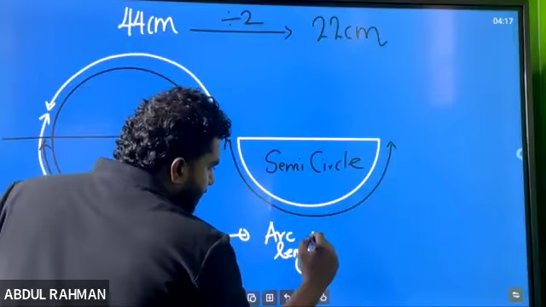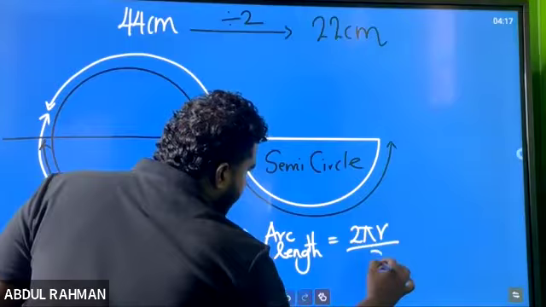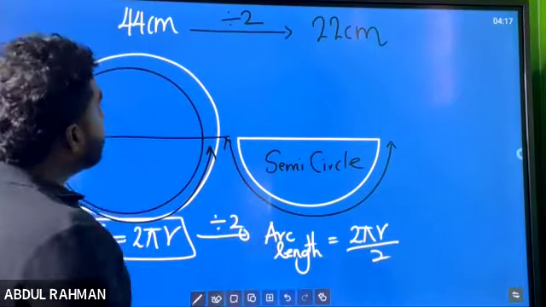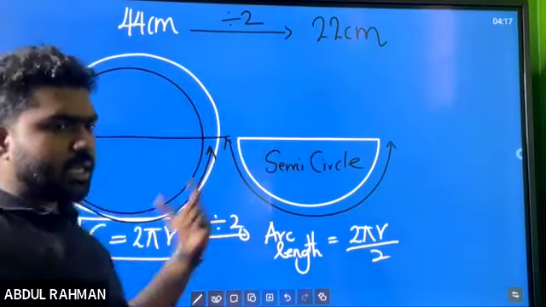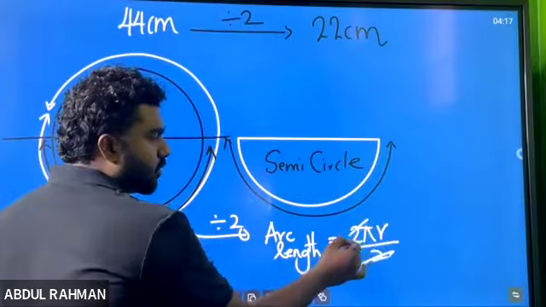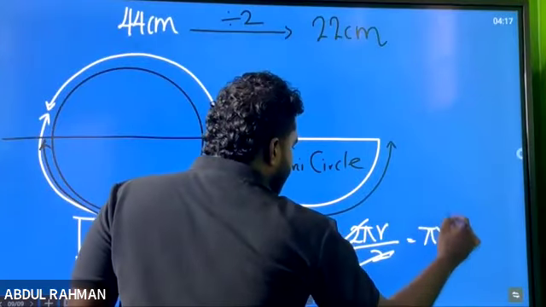Arc length of the semicircle will be 2 pi r divided by 2. Why divide by 2? Here I'm dividing the equation by 2. If I divide the equation by 2, the 2 and 2 get cancelled off. What is the answer? Pi r is the answer.